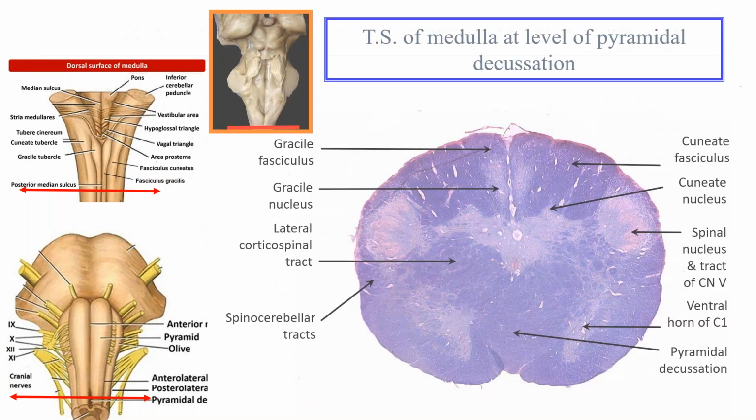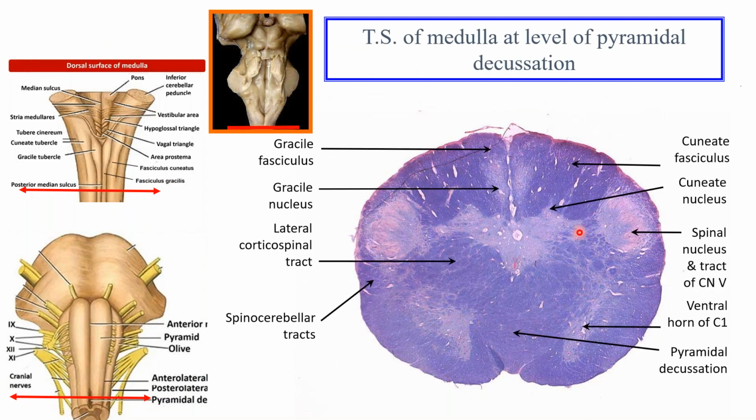With this in mind, let us see histologically the same sections, so you can correspond to the same picture. You can see how the ventral horns are appearing and how the areas of fasciculus gracilis and fasciculus cuneatus are appearing over here. And over here are the spinal nucleus and tract of the fifth cranial nerve, that is the trigeminal nerve. This is how it will appear histologically along with the central canal.